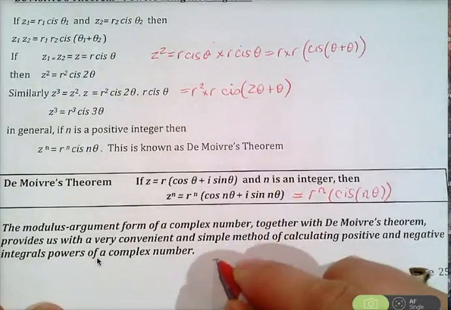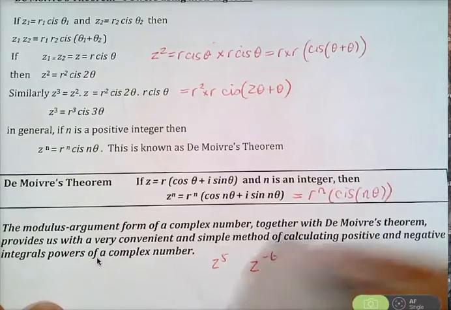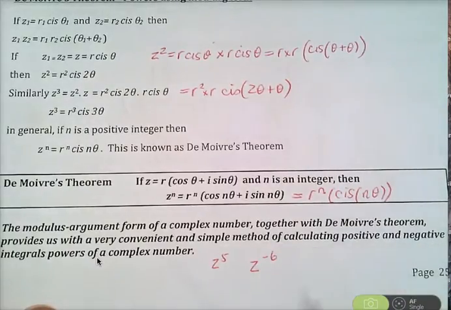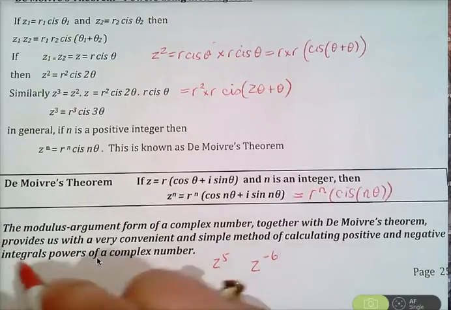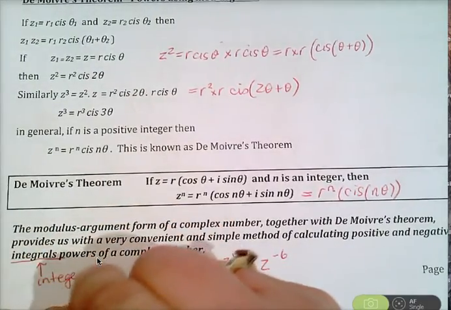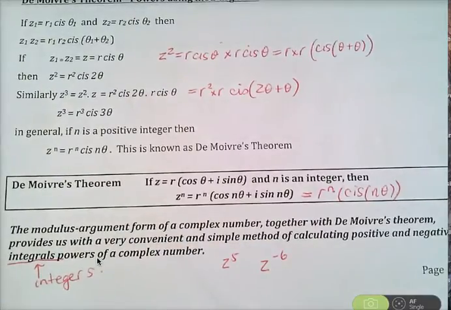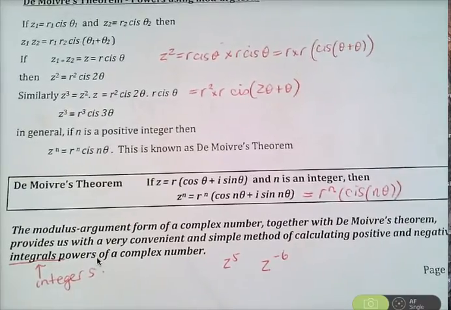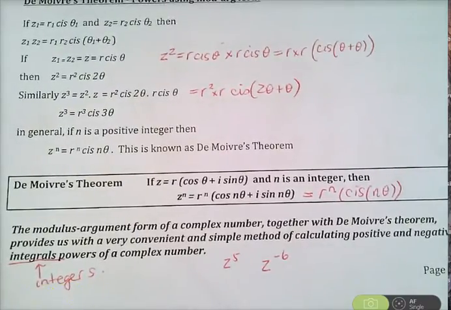So for example, we could do Z to the power of 5 or Z to the power of minus 6, etc. Okay, so they need to be integers. So integral powers are powers that are integers, okay, which is positive or negative whole numbers and 0. That is the definition of an integer. Okay, now we're going to move over now to page 26.